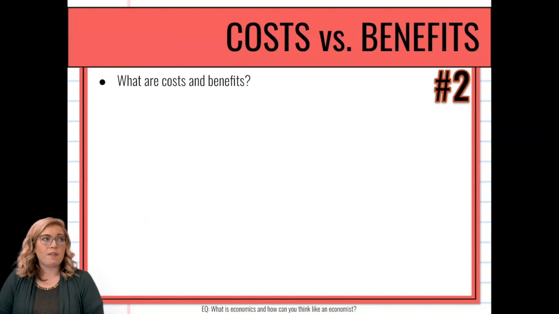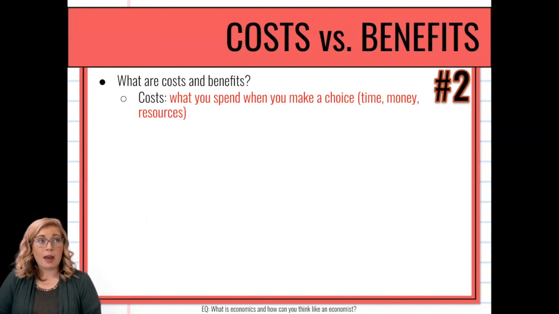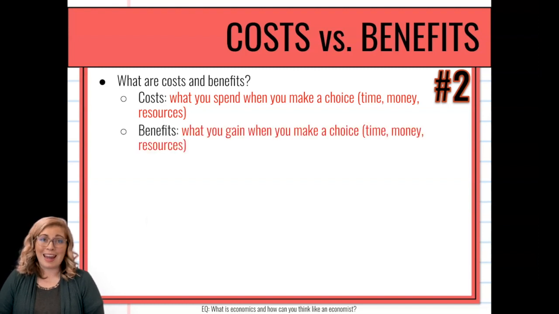So cost and benefits: a cost is going to be what you spend, again, not necessarily money, to make a choice. You could be spending time, you could be spending resources, you could be spending money. Benefits are going to be what you gain as a result of making a choice. Maybe it's time, maybe it's money, maybe it's resources. So the cost versus benefits principle.